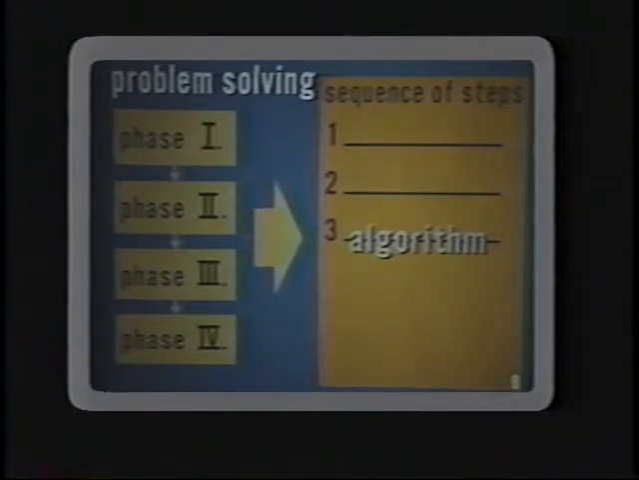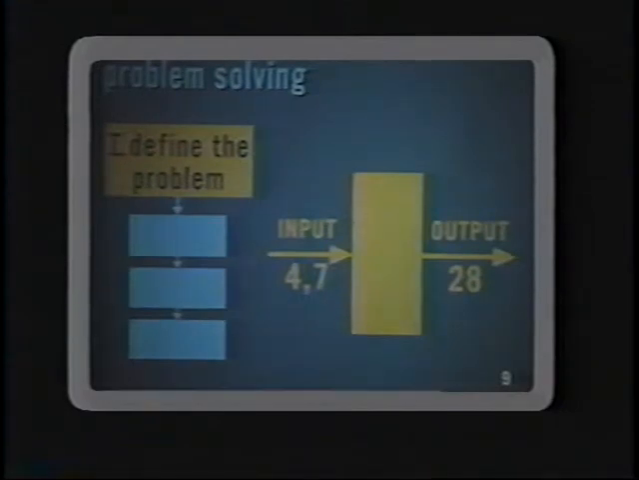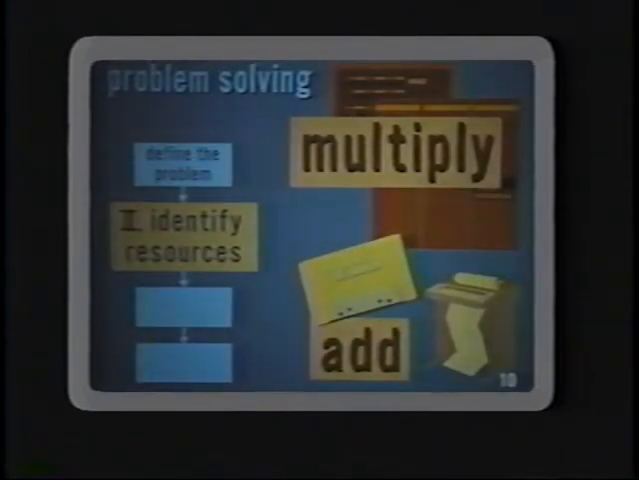It's basically a four-phase process. The first phase is to carefully define the problem. The desired output of the solution must be described in detail. Relevant input must also be identified. Second, the resources that are to be used as parts of the task must be identified.